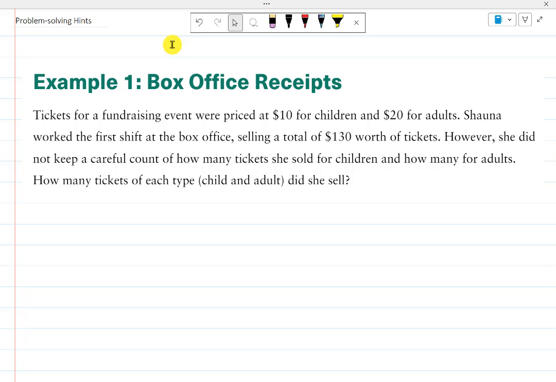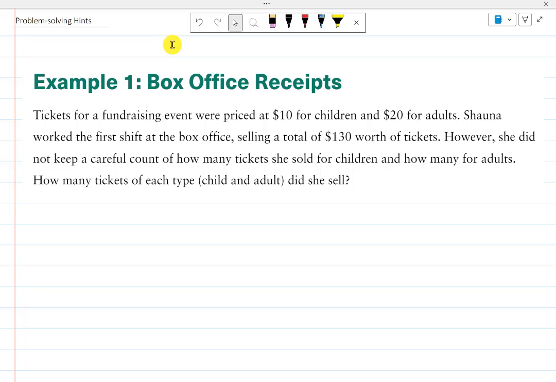So let's start with this one. Here we have tickets for a fundraising event were priced at $10 for children and $20 for adults. Shauna worked the first shift at the box office, selling a total of $130 worth of tickets. However, she did not keep careful count of how many tickets she sold for children and how many for adults. How many of each ticket type, child and adult, did she sell?